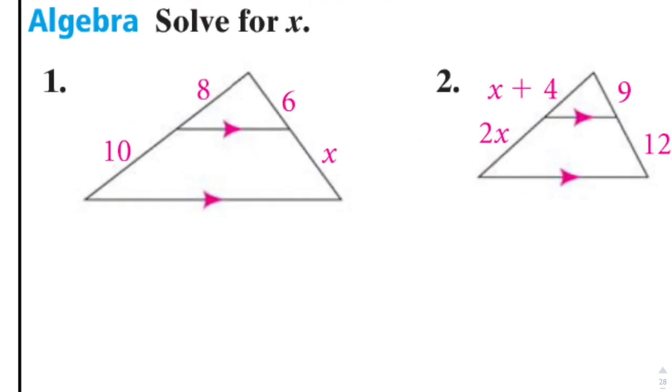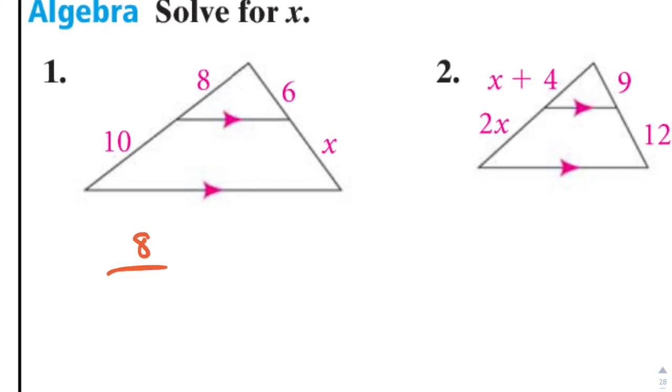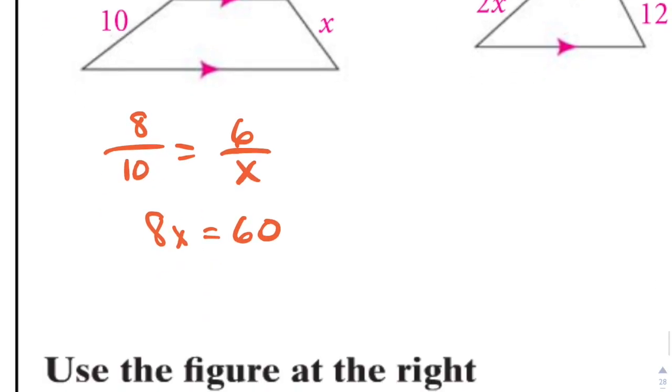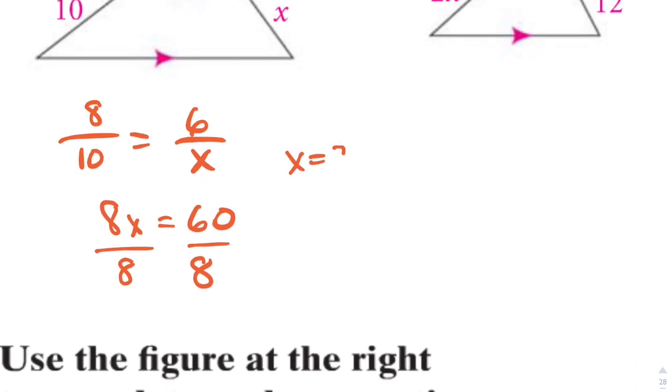Okay, so for this, 8 over 10 equals 6 over x. 8x equals 60, divided by 8. 60 divided by 8. We have 7.5. X equals 7.5.